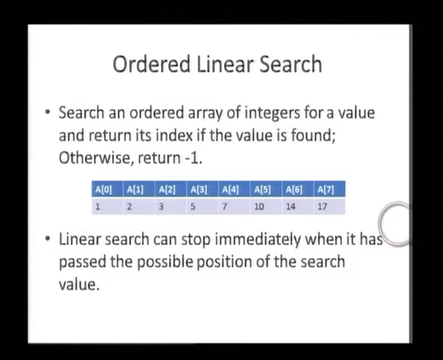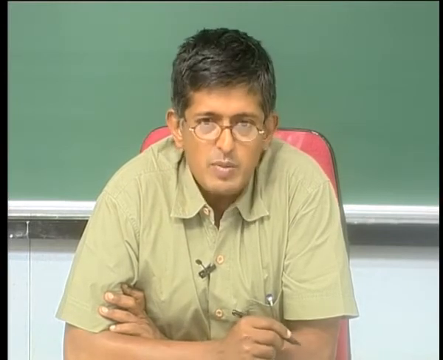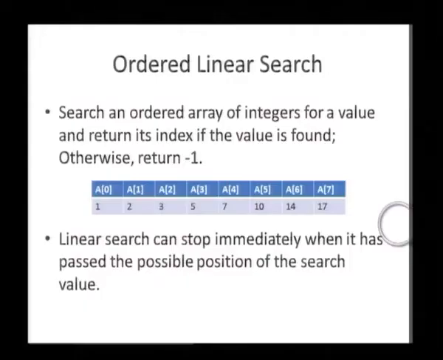and we make assumptions, as we have been making so far, that all the data items are in the range, all the indices are at least as large as 0. So, one of the properties of ordered linear search is that linear search can stop immediately when it has passed the possible position of the search value.